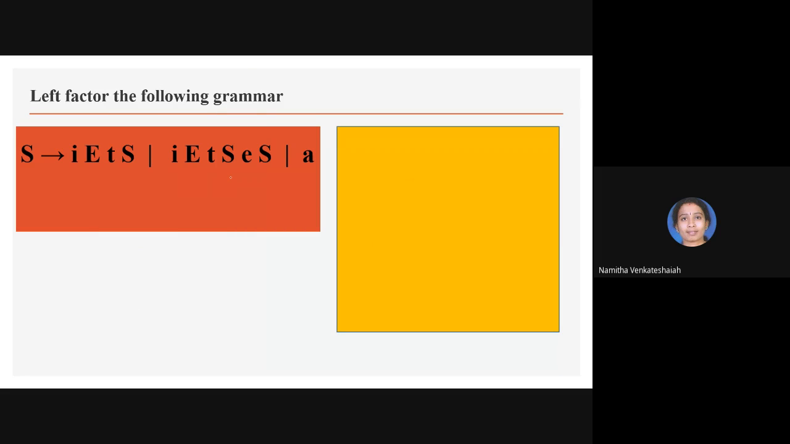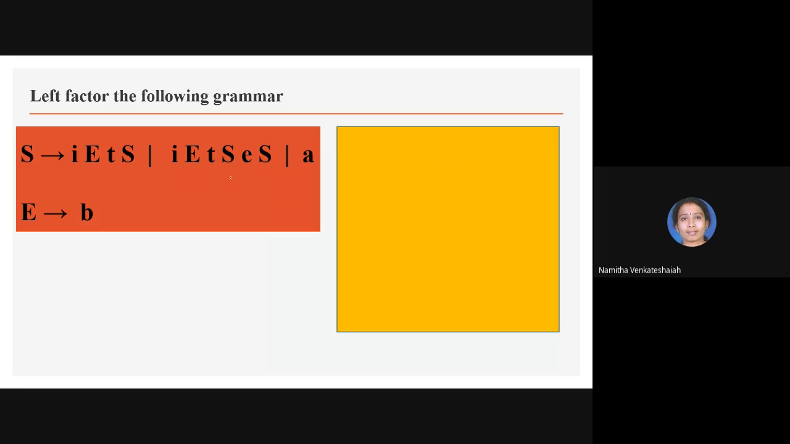Okay, so now we have the question. Left factor the following grammar. Okay, so we are having two grammars given. Okay, this is the problem. Like this only we will give in the internals or exam. S produces iEtS, S produces iEtS eS, and a. Okay, so for this we have to know this, right?